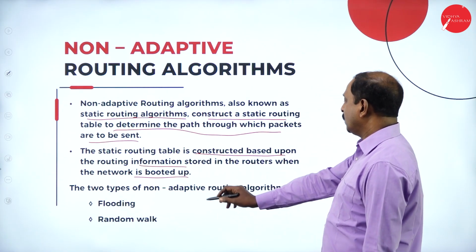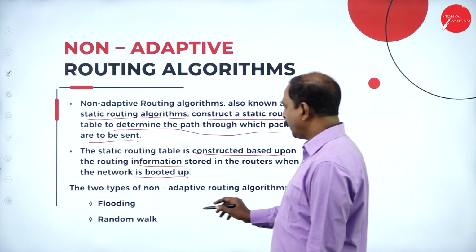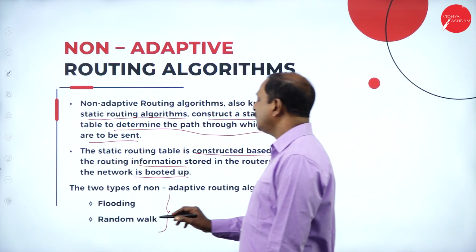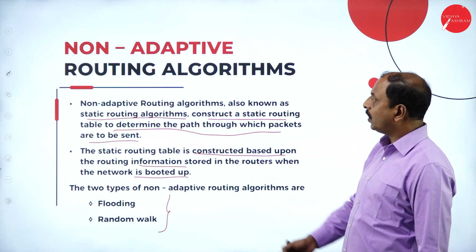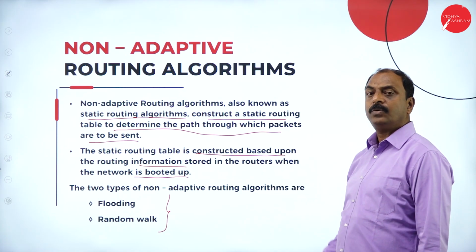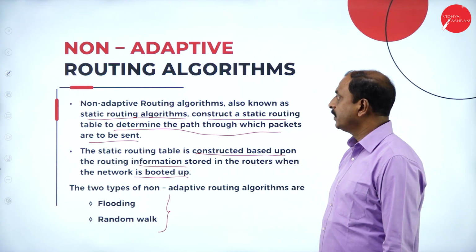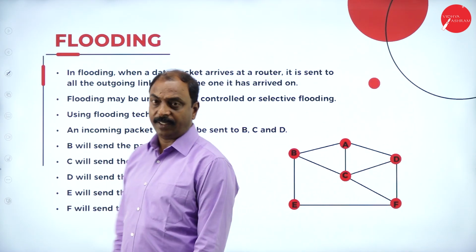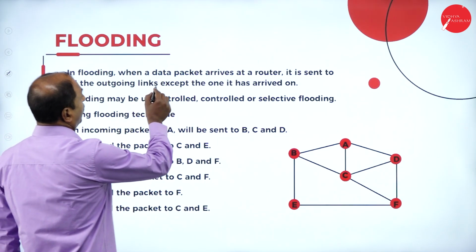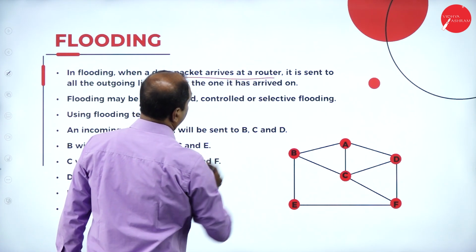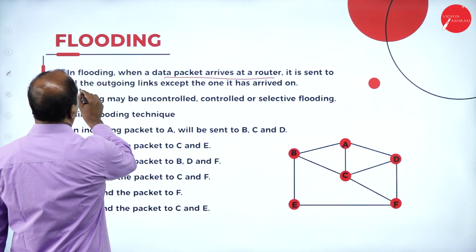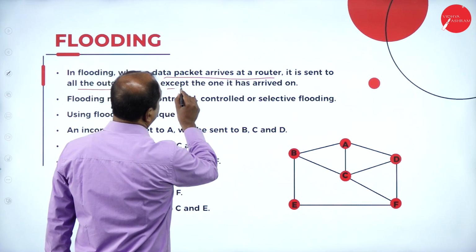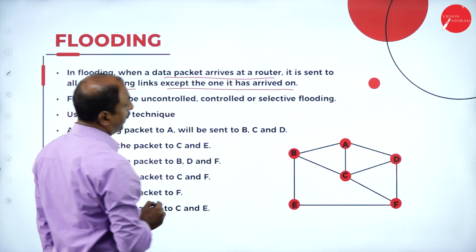There are two types of algorithm: one is flooding and the second one is random walk. These two are the different non-adaptive routing algorithms. In the next slide, we will see what flooding is. In flooding, when a data packet arrives at a router, it is sent to all the outgoing links except the one it has arrived on.